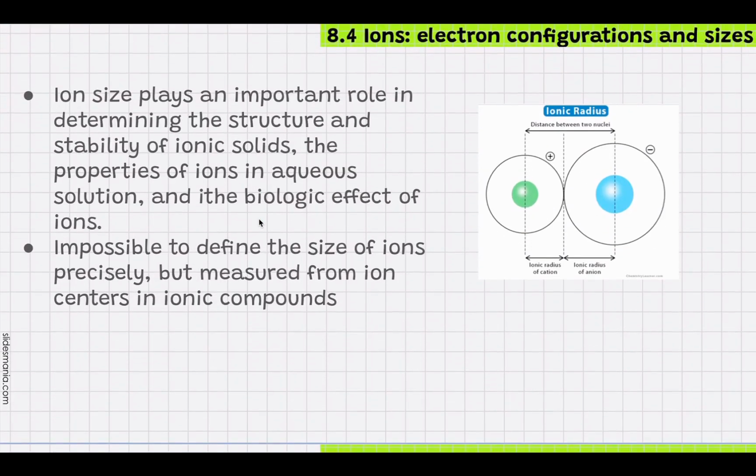So ion size is important when we're talking about the stability of an ionic solid, and it leads to the different properties, and even to do with biological effects of ions. It's not possible to truly define the size of the ions precisely, but we can measure, not as precisely, from the center of one ion to the center of the other.